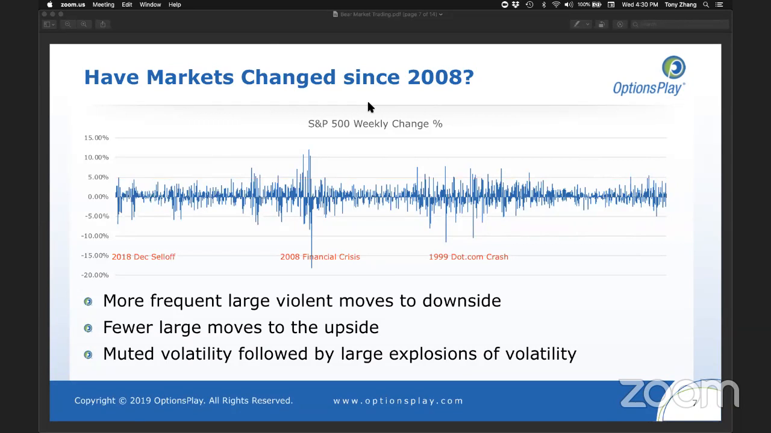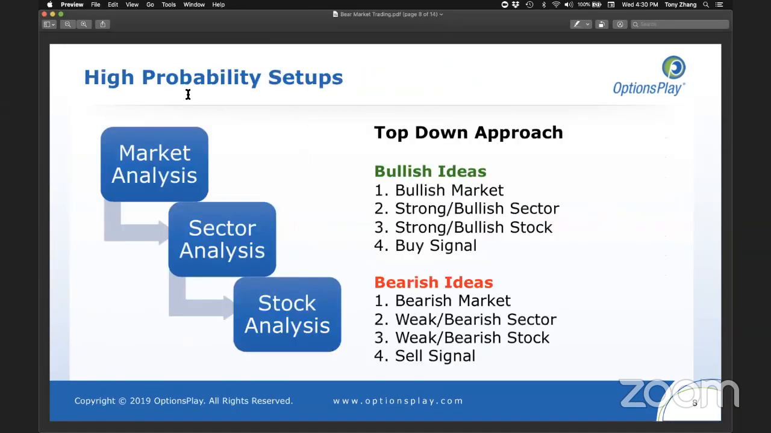So before I jump into the actual strategies that we utilize for bearish opportunities, I want to talk a little bit about how we actually scan for bearish ideas in the markets, or how do we find bearish opportunities. And we utilize what we call a top-down approach for this. And a top-down approach is relatively simple to understand.